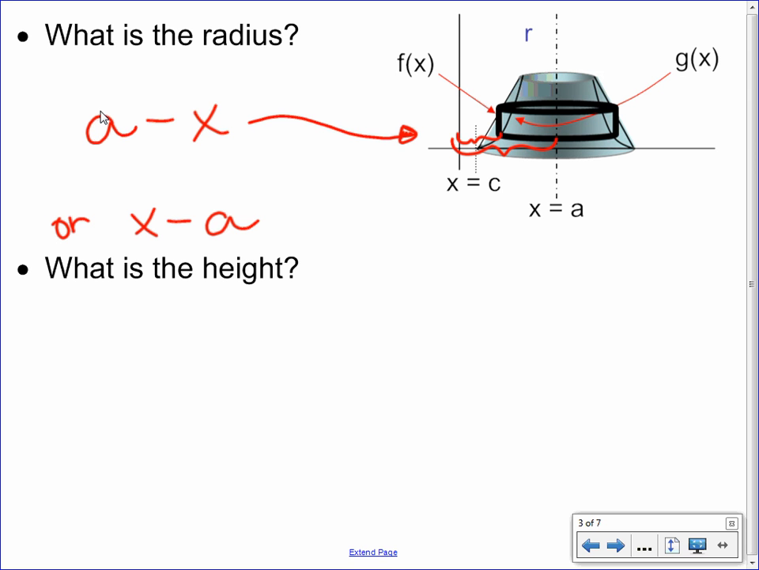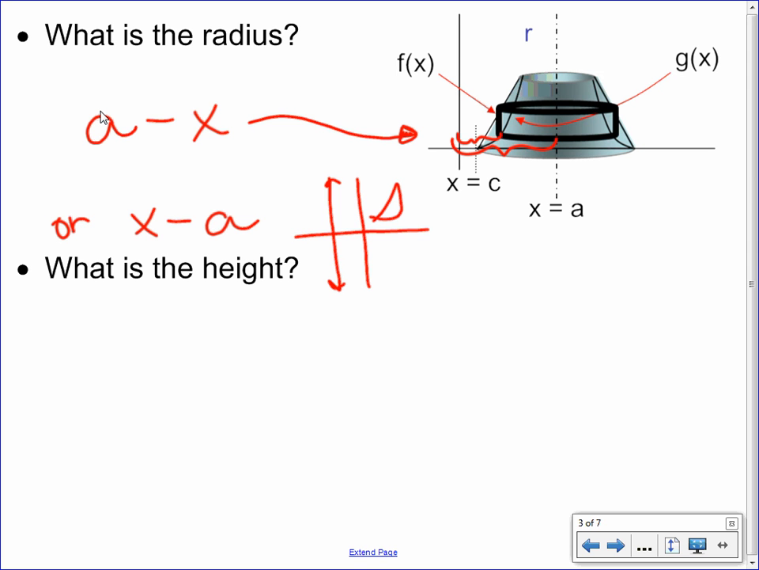Wait, how do you know when to flip them around? Whether it's a minus x or x minus a: if a is positive, a minus x, because we're going from right to left. But if we're on the negative side, if our function is on the right side, then that function has to come first, so then we're talking about x minus a. So from right to left it goes axis then function.